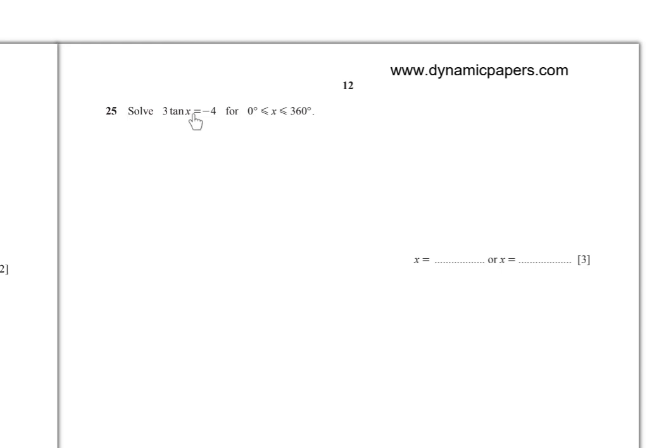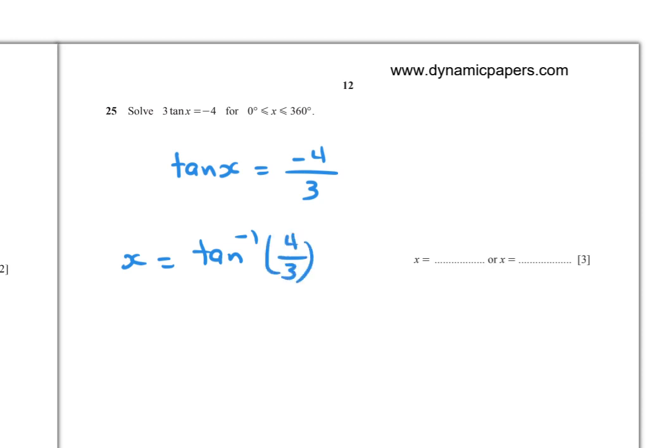25. Solve 3 tan x equals negative 4, for x greater than or equal to 0 and less than or equal to 360. First, make tan x the subject, so tan x equals negative 4 over 3. Now find the acute angle, so x equals tan inverse of 4 over 3. Forget the negative when you find the acute angle. With your calculator, x equals 53.1. This is the acute angle.